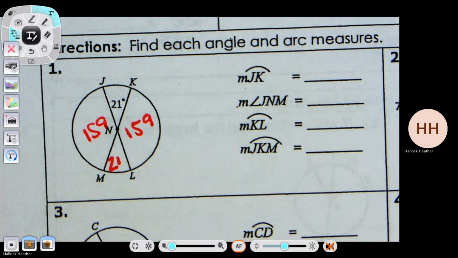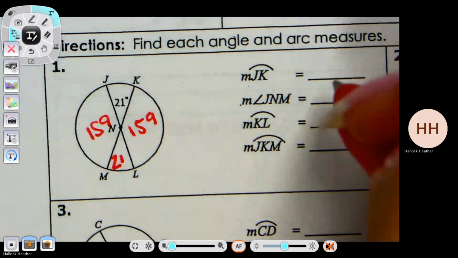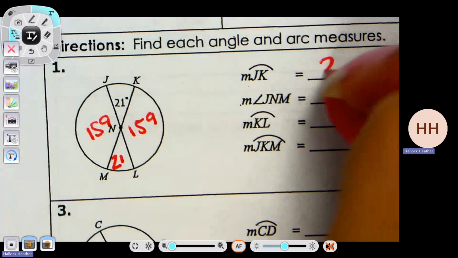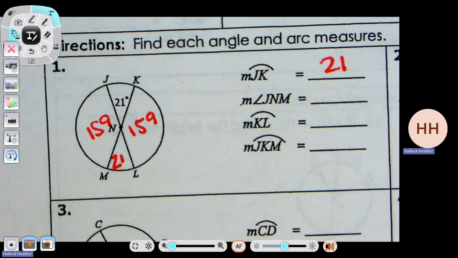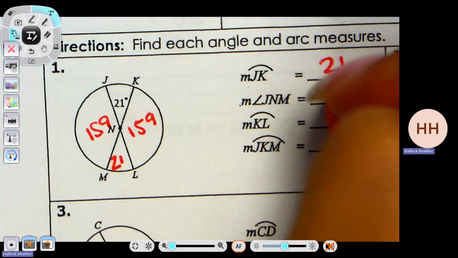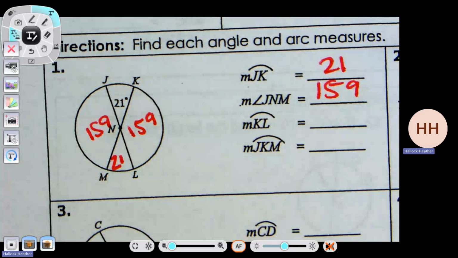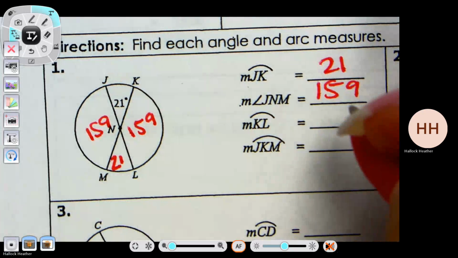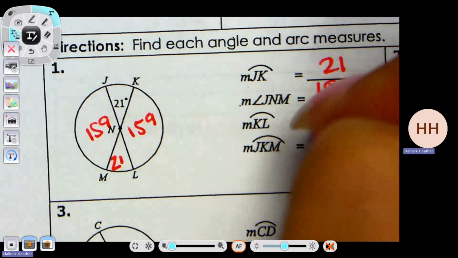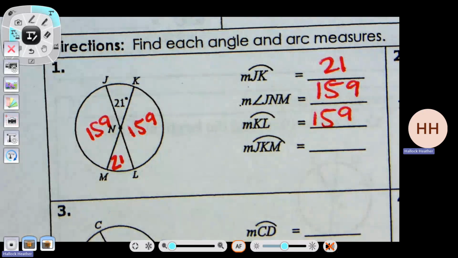Hopefully. How much is arc JK? 21. What's the angle of JNM? 159. What's the arc of KL? 159. And then you have major arc.